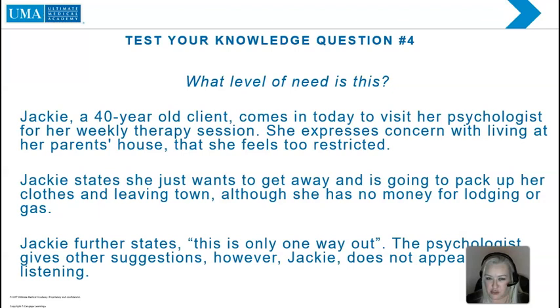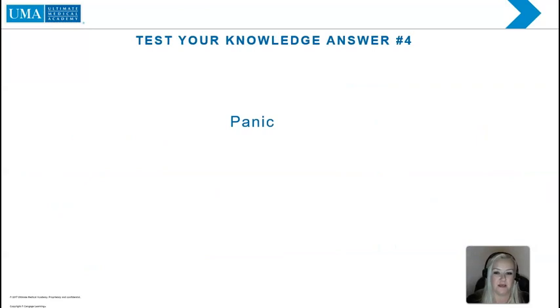And if you can picture Jackie in this moment, feeling that this is her only way out, I'm just going to pack my stuff, I've just got to go. That's almost like a panic, right? So that level here is panic.